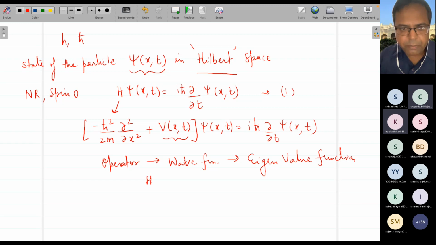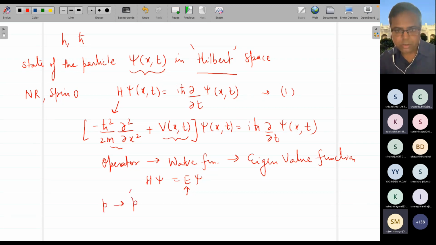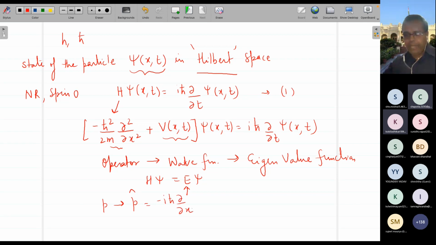So the time independent one will look something like this, where E is the energy, and H is the Hamiltonian operator corresponding to the energy. We of course identify it by having the two terms, the kinetic energy term and the potential energy term. The kinetic energy term is given by P square over 2m, where P is of course the momentum operator, which is written like this. This is what you have done in your undergraduation. Remember, it is the non-relativistic spin zero particle. We are not talking about anything else.